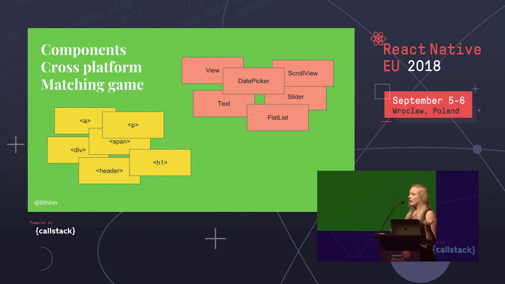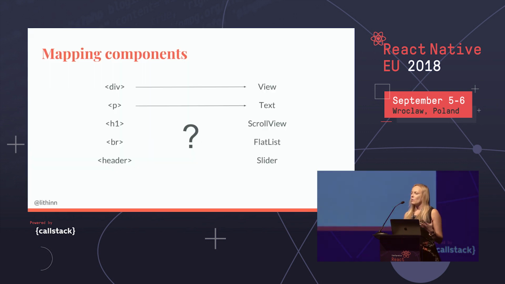So, for example, on web, you would have a paragraph and a span and an H1 and a header, while on native applications, you would expect a flat list and a date picker and slider and scroll views and that kind of stuff. And there are ways of saying, well, okay, if I render a view in a native world, that would probably map to a div. If I render out a text, that would probably be a paragraph. But what would I do with a scroll view or a flat list? There is no readily available component in web for that.